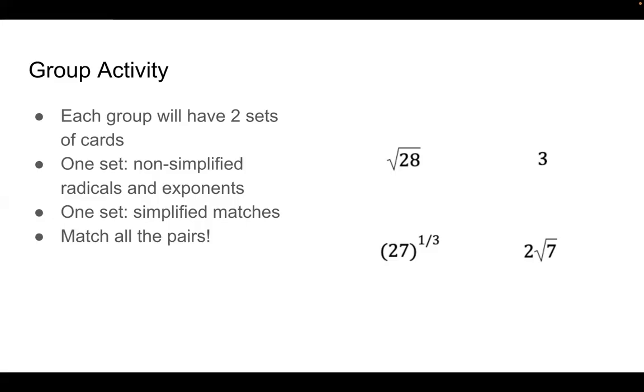And then the square root of 28, we could rewrite as 14 times 2. And we could rewrite 14 as 7 times 2. So we would have 2 2's under our square root. We could pull those out, and we would just have 1 2 outside the square root. We would have 2 times square root of 7. So we would match these just like this. And that is your task, to match all the pairs, okay?